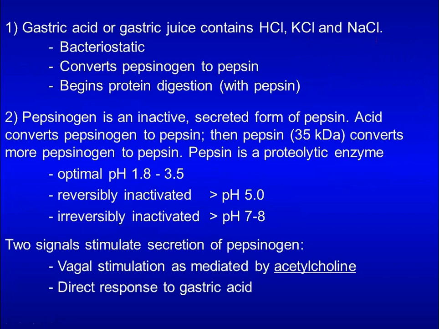bacteriostatic. It converts pepsinogen to pepsin. It begins protein digestion along with pepsin. Pepsinogen is a precursor of pepsin. Pepsin is a protease. Two signals stimulate secretion of pepsinogen. One is vagal stimulation, mediated by acetylcholine. The other one is gastric acid.